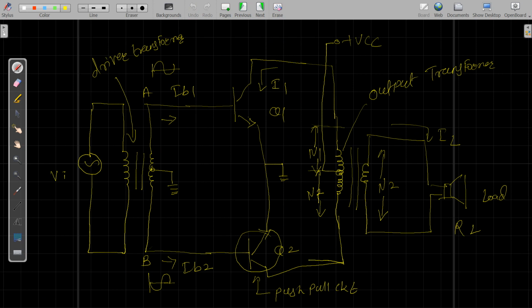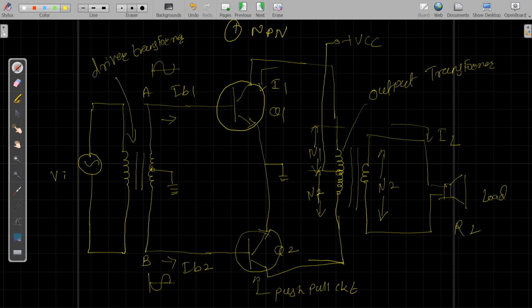Both the transformers, if you observe, are center tapped transformers. Both these transformers are center tapped. Now in this circuit, both Q1 and Q2 are of NPN type. Q1 and Q2 are of NPN type.